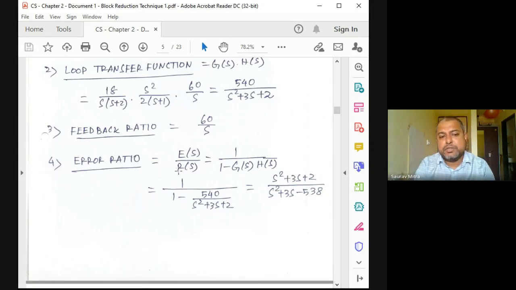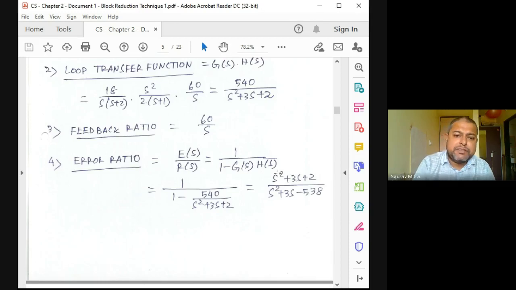So E(s) by R(s) ratio. What is this? This is called the error ratio, and again this will be used in module number 3, because there is a huge discussion in module 3 on steady state error. In case of steady state error, we have to find this. What is the formula for error in the system? Error E(s) is R(s) minus B(s). So E(s) by R(s), the error transfer function or error ratio, is given by 1 by 1 minus G(s)H(s) if it is positive feedback. If it is negative feedback, it will be 1 by 1 plus G(s)H(s). So remember this.